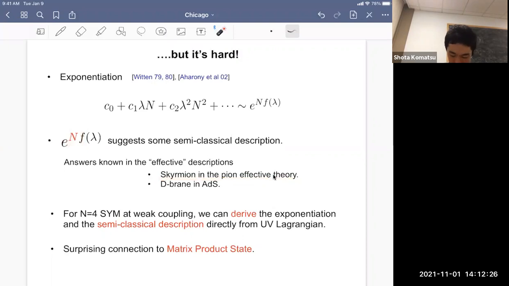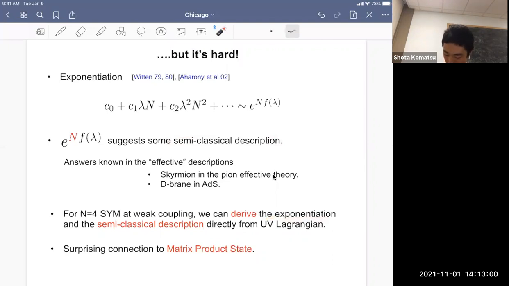Or in the context of AdS/CFT, as I said, it's given by the D-brane in AdS spacetime, which becomes classical in the large N limit. However, it is not so easy to get this semi-classical description directly from a UV Lagrangian. But for N=4 super Yang-Mills at weak coupling, using some simple ideas from matrix models, we can derive the exponentiation exactly and obtain some semi-classical description.